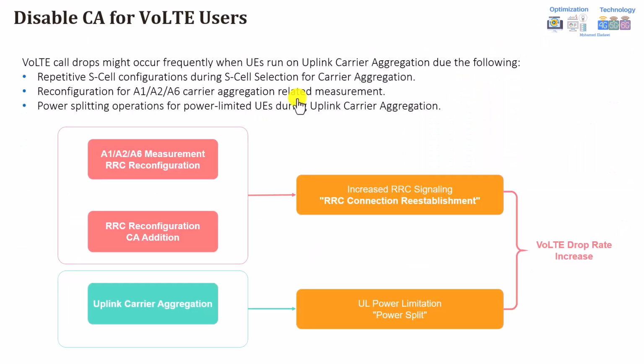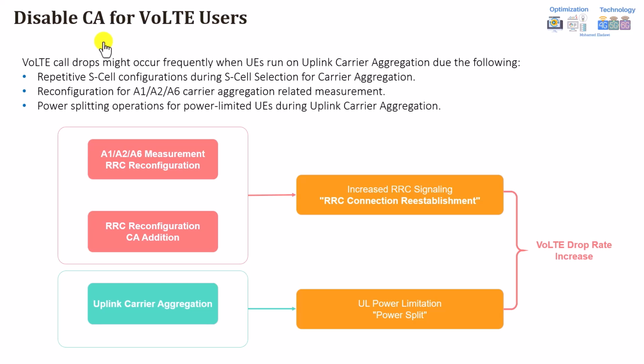The next one is also very simple. It's mainly as written from the name here. You can see it's called disable carrier aggregation for VoLTE users. For example, if you already have 4G carrier aggregation operating, you still can have VoLTE at the same time. So during the VoLTE call, you can have carrier aggregation.